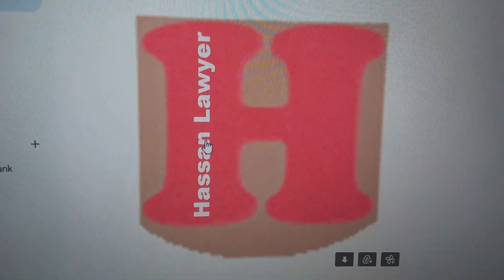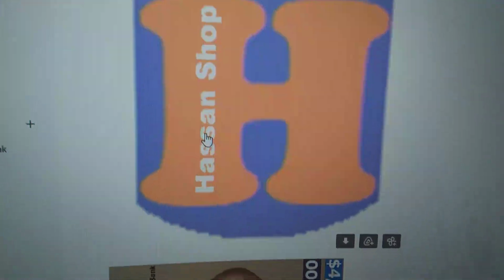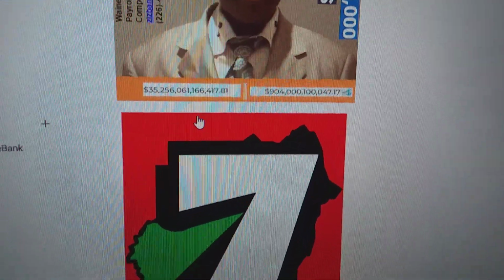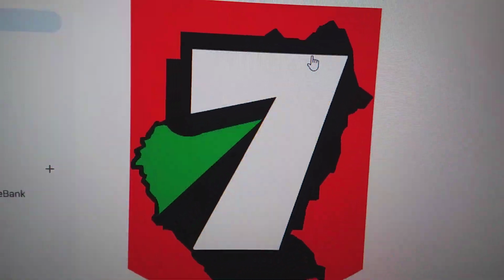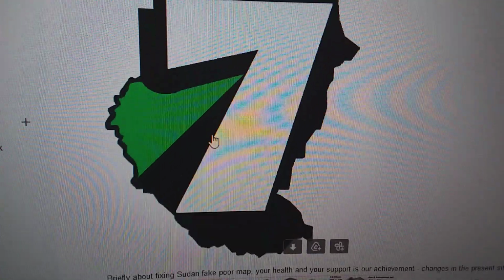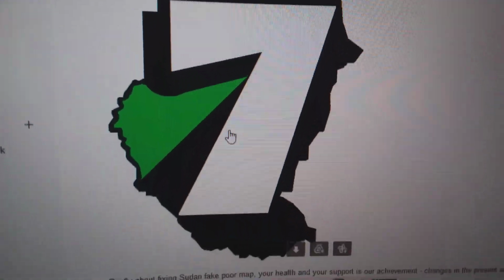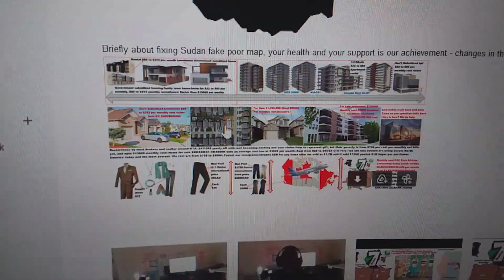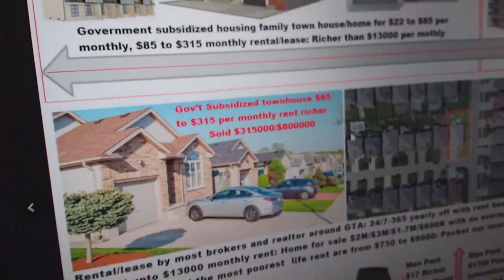Okay, these logos will be used for Hassan Lawyer's Office, and then that is Hassan Lawyer Office logos, and then this is Hassan Soap logos, and then for which that is criteria, and then that is the Sudan map, and then this is the Sudan map. Then if you see here, this is what we are talking about here.